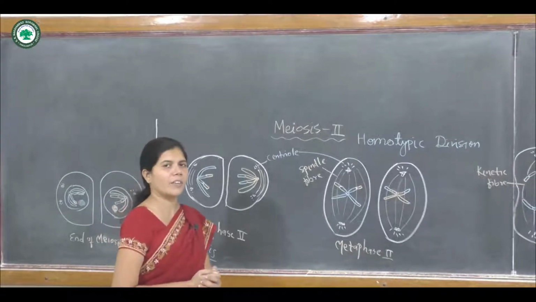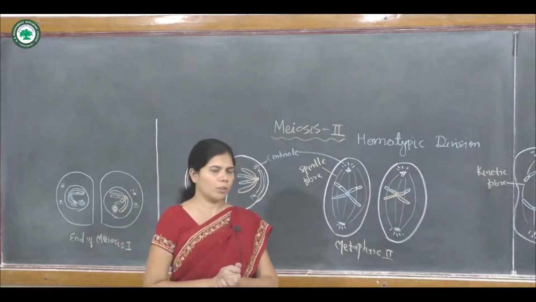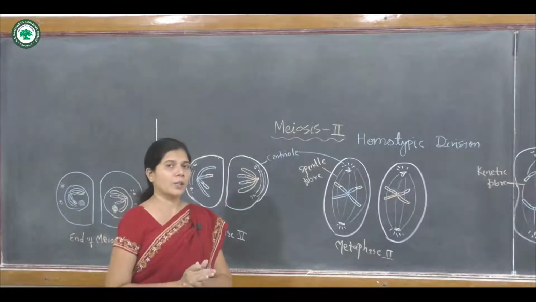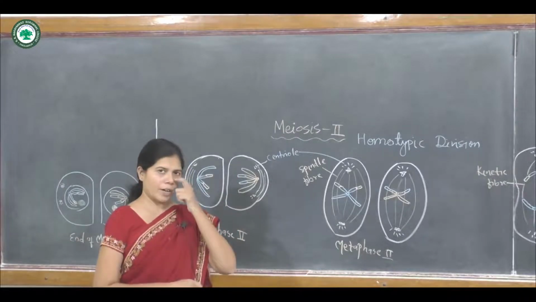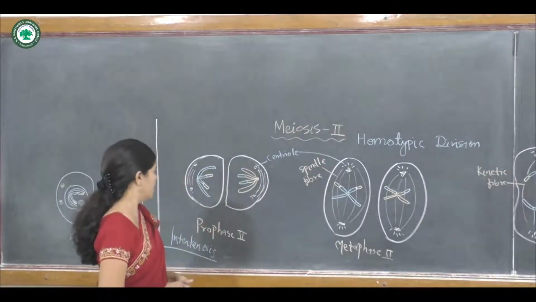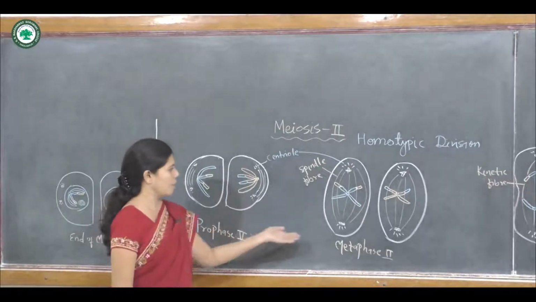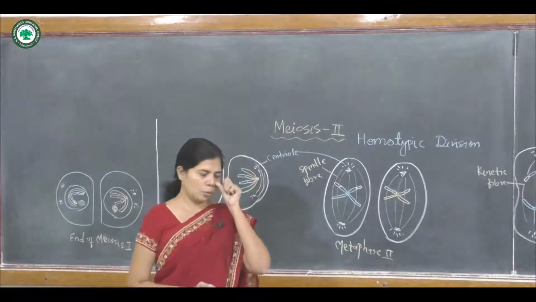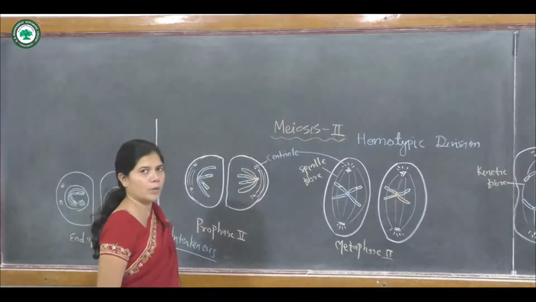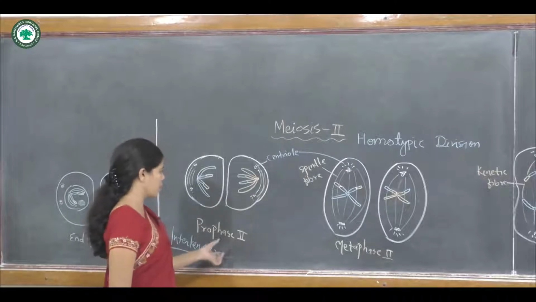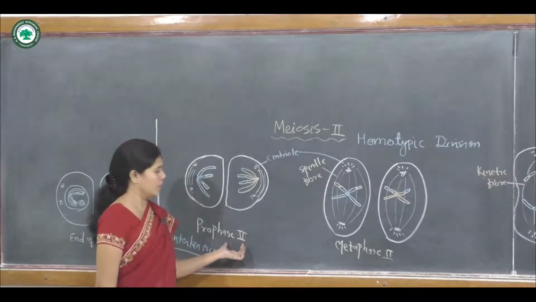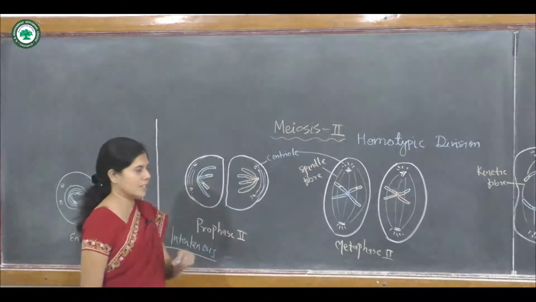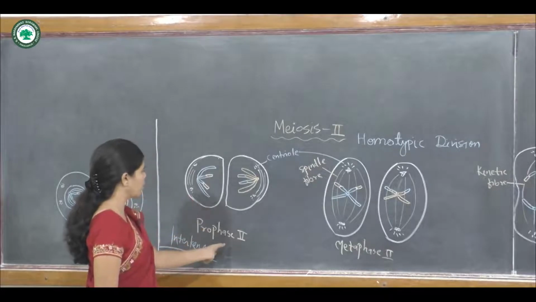In meiosis II, there is again karyokinesis and cytokinesis. The karyokinesis in meiosis II is divided into four phases: prophase II, metaphase II, anaphase II and telophase II. So the two cells after meiosis I, after the short interkinesis, now undergo prophase II.